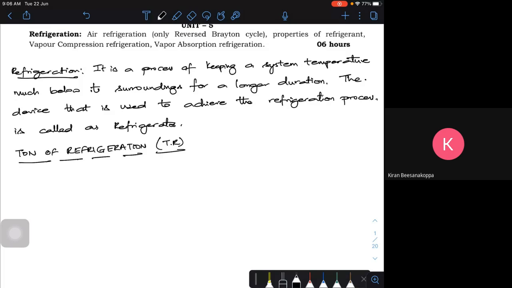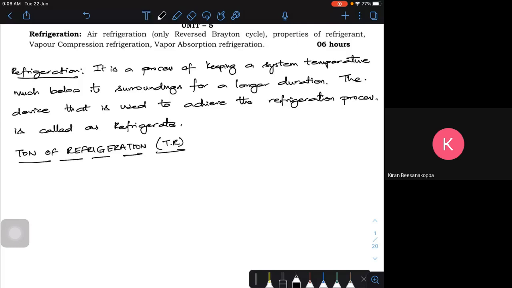That is, 1 ton of refrigeration means the amount of heat removed from 1 ton, that is 1000 kgs of water at 0 degrees Celsius, to ice at 0 degrees Celsius in a period of 24 hours. How much heat you have to remove to convert 1 ton of water to ice at the same temperature, that was called a ton of refrigeration.